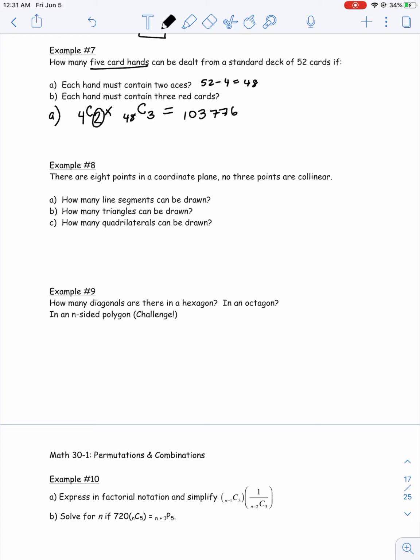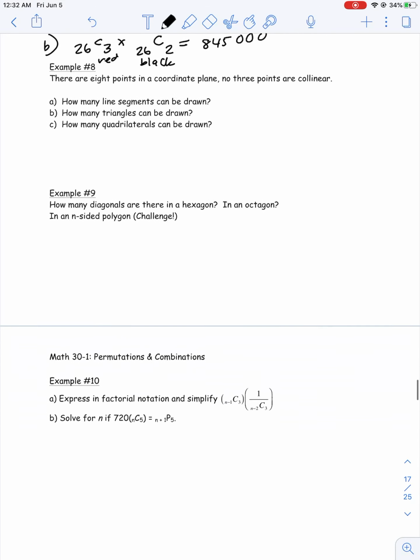If you put that in your calculator, you should get 103,776. For B, we have to have 3 red cards. So there's 26 red cards in the deck, and we want 3 of them. That means from the black cards, there's 26 as well, and we need 2 more that are black. So these are red, these ones are black, and now if we put that in our calculator, we get 845,000 ways that can happen.